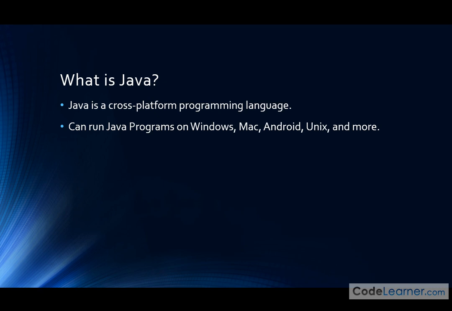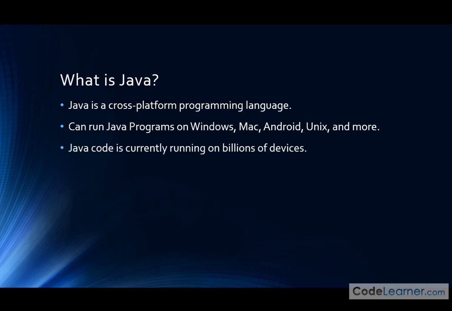What it means is that you can run your Java programs on all manner of operating systems. So you can run your Java programs on Windows, Mac, Android, Unix, and there are also embedded devices, inside of smaller consumer electronics and so forth, that also run Java. So it's a programming language that you can write and run in a great many different places, and that's why it's really so versatile.